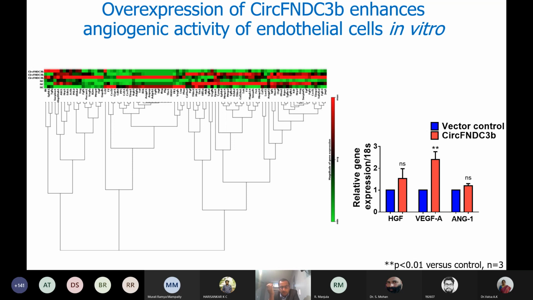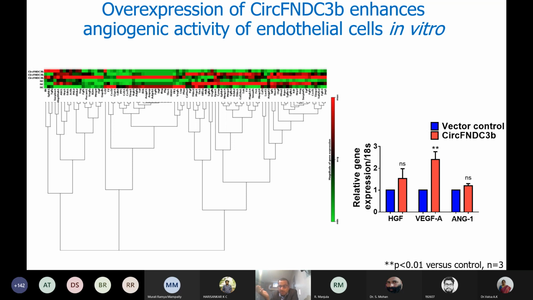So we again did an array after overexpression of this circular RNA in the endothelial cells, and we found a bunch of genes that are differentially expressed. We validated this microarray data by qPCR. We picked three of these genes which were top on our list, and to our interest, we found VEGF. VEGF was significantly upregulated in the endothelial cells overexpressing this circular RNA compared to the controls. So this gave us a good lead. When we overexpress this circle, there are increased VEGF levels.